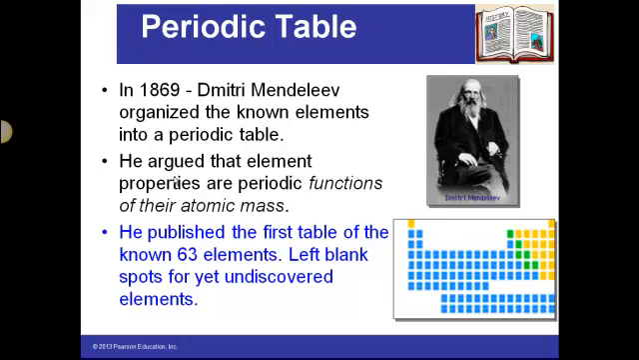So Dmitri Mendeleev was the first person to put together a periodic table of the elements, and he argued that the elemental properties are periodic functions of their atomic mass. And he first published his first table of the 63 elements that were then known. So you can see we've discovered many elements since 1869. He was able to predict for spots of undiscovered elements at that time based on their atomic masses.